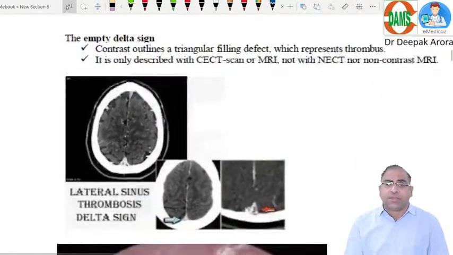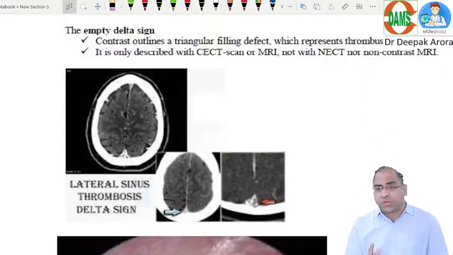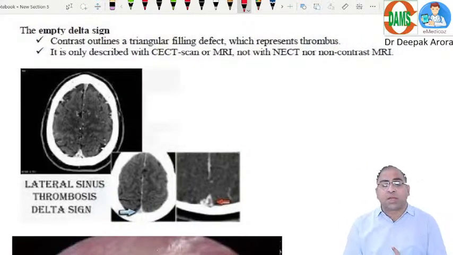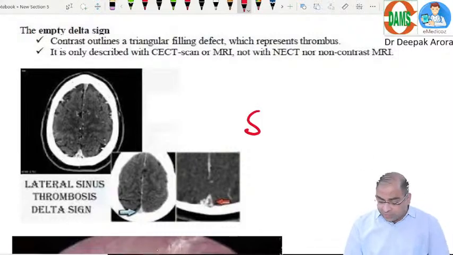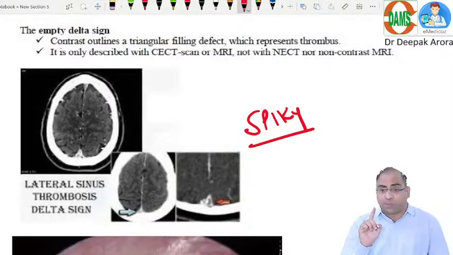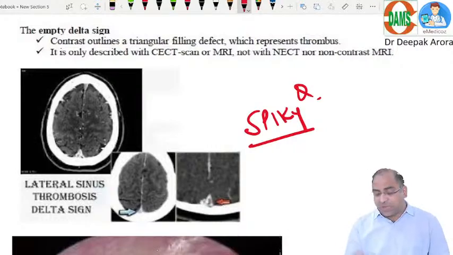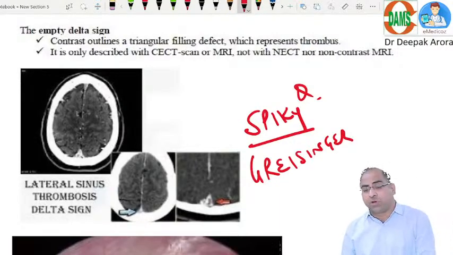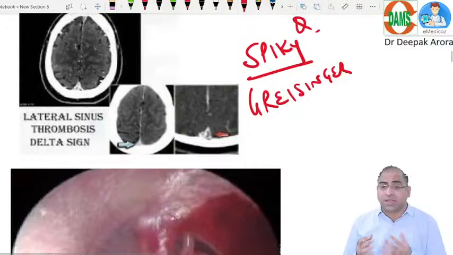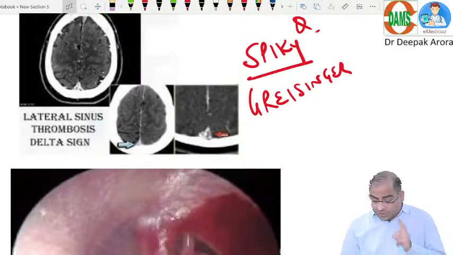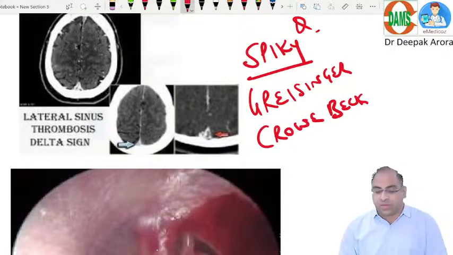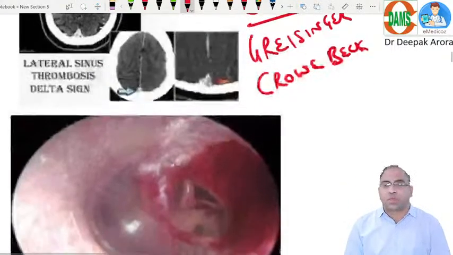Empty delta sign is a feature of lateral sinus thrombosis. They can either give you a few keywords. Which are the keywords you should remember of lateral sinus thrombosis? Empty delta sign. There will be a spiky fever, which is known as picket fence fever. There will be edema over the mastoid. If there is edema over the mastoid, we call it Griesinger sign. Your FMG people, they are fond of asking important signs. So Griesinger sign is the edema over the mastoid. But if there is edema over the retinal vein, we call it Crowe sign. Clear? So just have these important points in your mind.